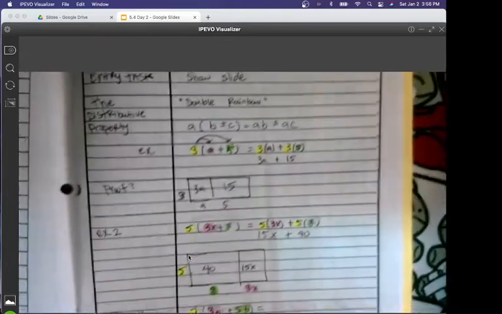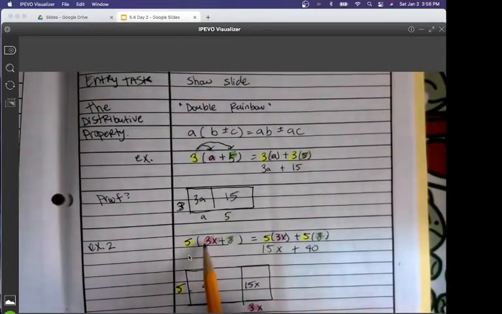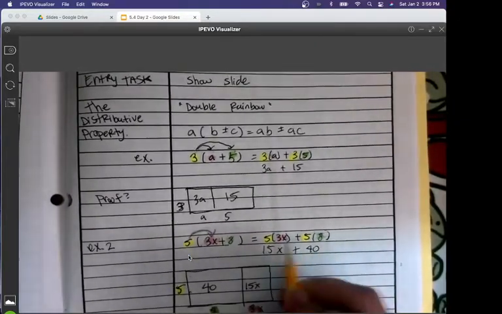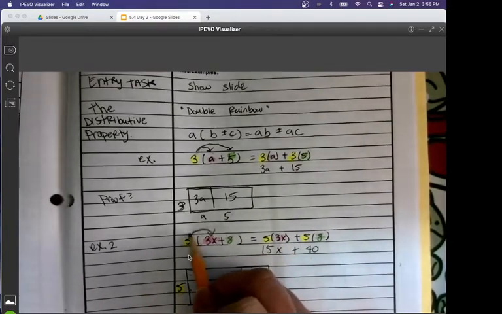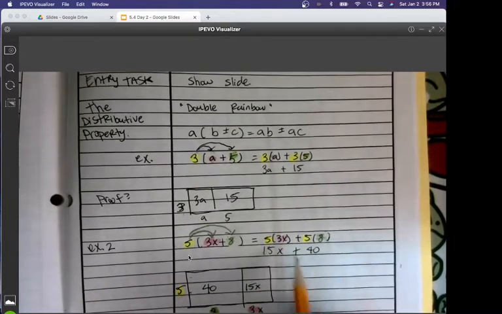We'll go to example 2. If I had 5 multiplied by 3x plus 8, I'd want to multiply 5 by 3x. There's a plus, so I'm going to plus, and then 5 times 8, which is 5 times 3x is 15x plus 40.